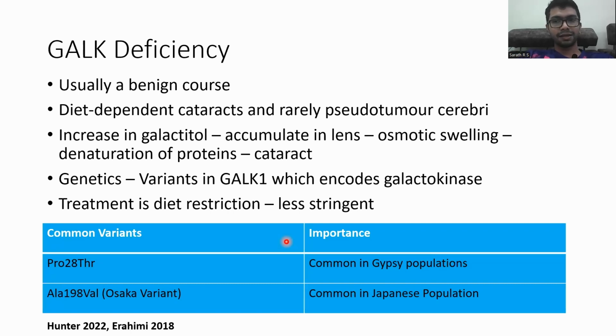Galactokinase deficiency usually presents as bilateral cataract at a very early age. What happens? There is increased accumulation of galactitol, which causes osmotic swelling of the lens and denaturation of proteins, resulting in cataract. It's due to deficiency of galactokinase. The treatment is diet restriction. Usually they have a good prognosis.